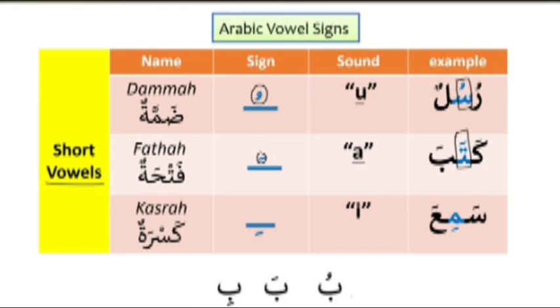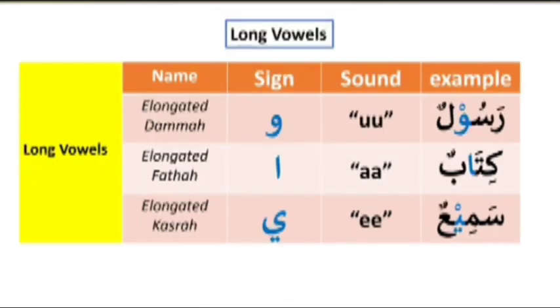So you can place them on all the letters one by one, and you can get that sound, like bu, ba, bi. Similarly, all the letters, if you want to practice more, starting from ba up to ya, you can practice them with the basic short vowel signs, and inshallah you will master them once you practice them all. So these are the short vowels. Now we move on to the long vowels.